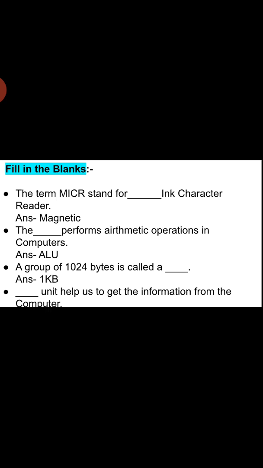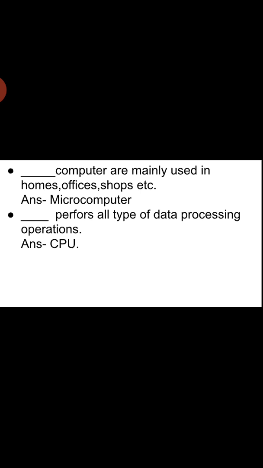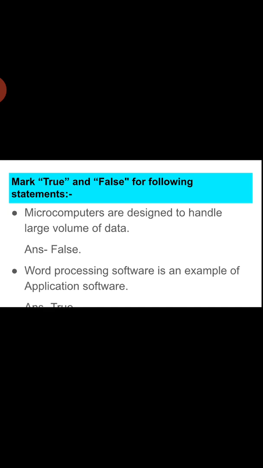Dash unit helps us to get the information from the computer. So which unit helps us to get the information from the computer? Output unit. The answer of this question will be output. Please note it down. Next fill in the blank is: dash computers are mainly used in homes, offices, shops etc. Microcomputers is the answer. Next one is: dash performs all types of data processing operations. Who performs? CPU.